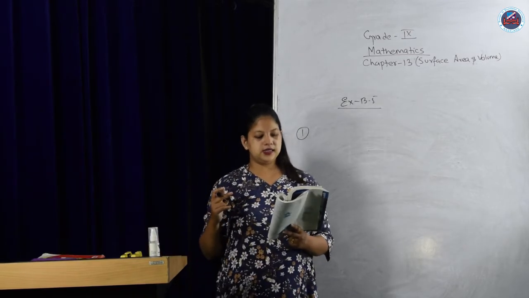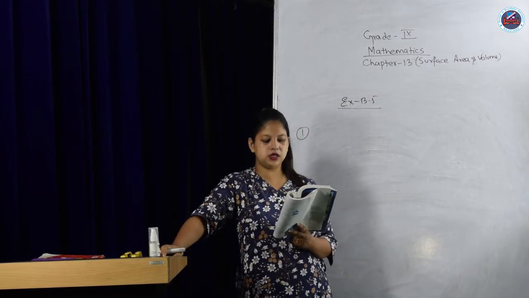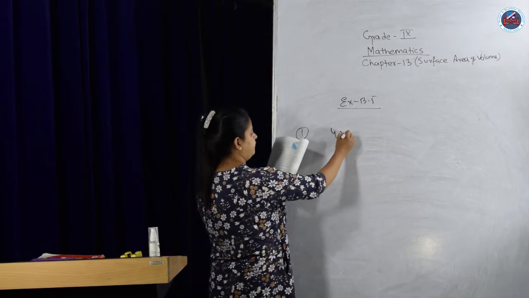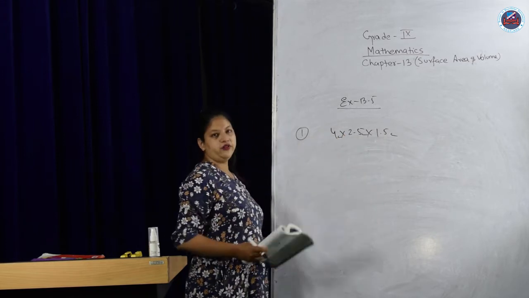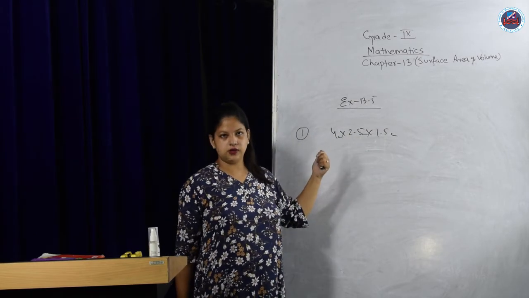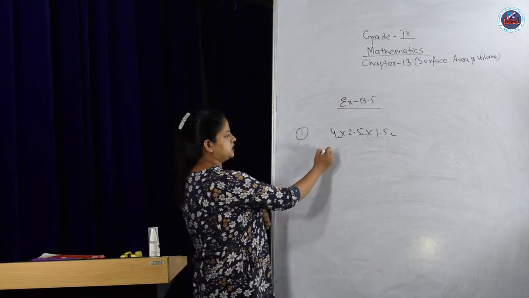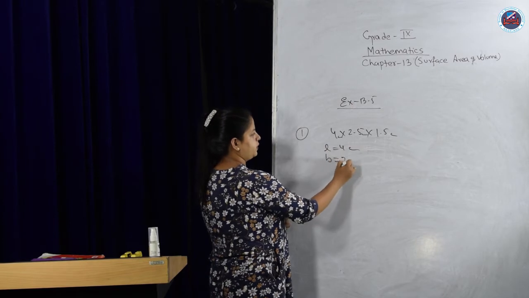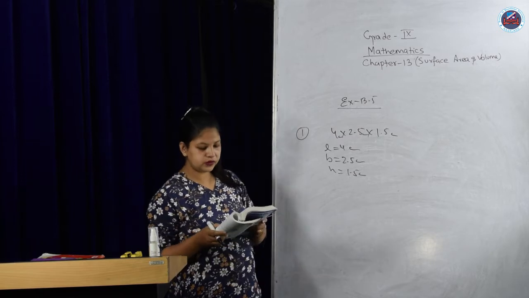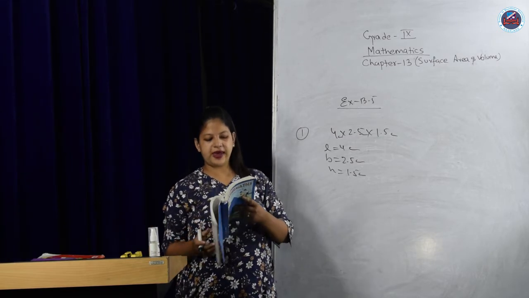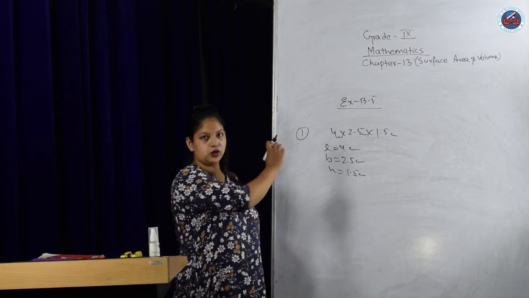Okay, look at exercise 13.5, question number 1. A matchbox measures 4 centimeter into 2.5 into 1.5 centimeter. Whenever dimension is given like this, remember this encloses l, b and h. So this means l is 4, b is 2.5, h is 1.5. The question is, what will be the volume of the packet containing 12 such boxes? Now, big box is containing 12 such boxes.